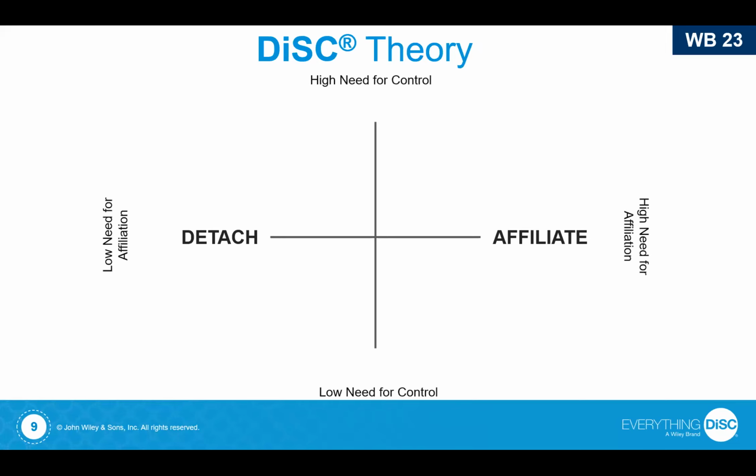The vertical scale is the need for control, and we're talking about control of others. So people with a high need for control take control. People with a low need for control adapt to those who are taking control, unless they don't trust the person who's taking control, in which case they'll avoid the whole situation.